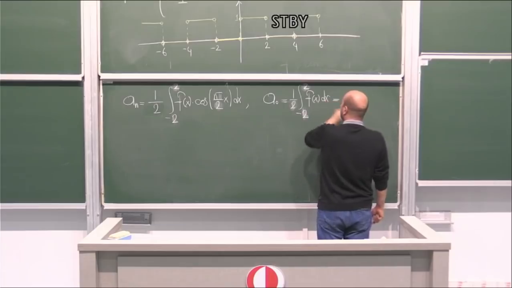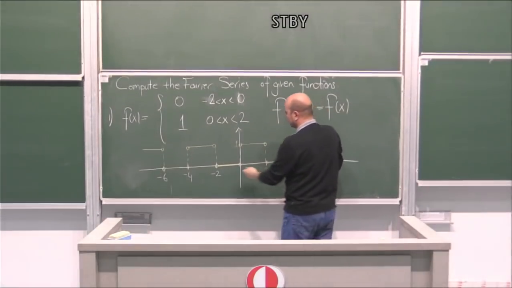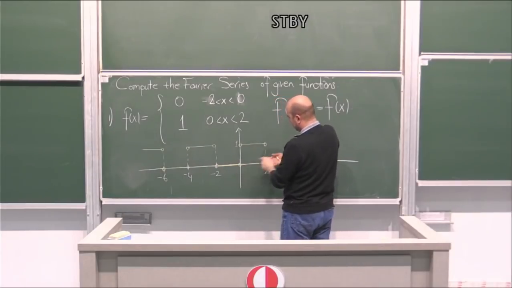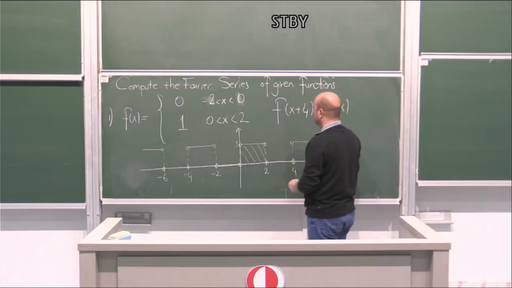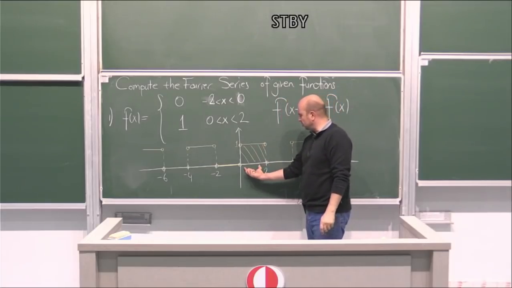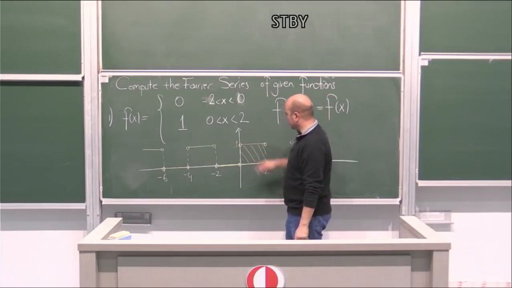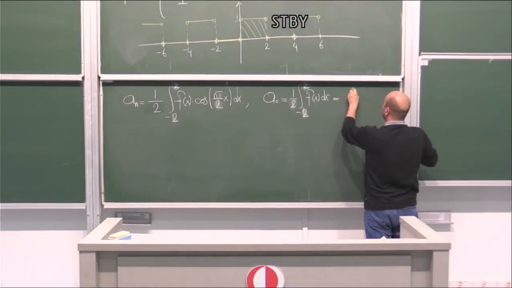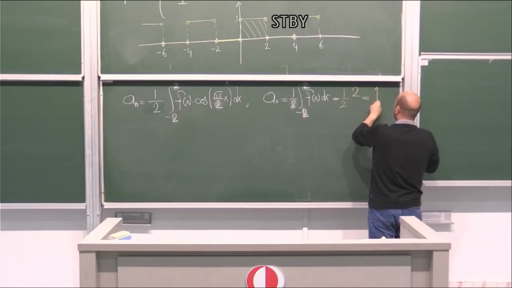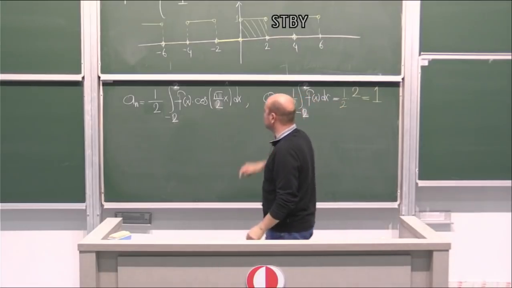a0 is 1 over 2 times the integral from -2 to 2. Actually, we can do a0 very easily because it's just the integral of the function from -2 to 2, so it's all about the area. I need to compute this area and divide by 2. If you look at the area, base is 2, height is 1, so this area is 2. The other part is 0. So this integral is 2, divided by 2, so we get 1. Okay.